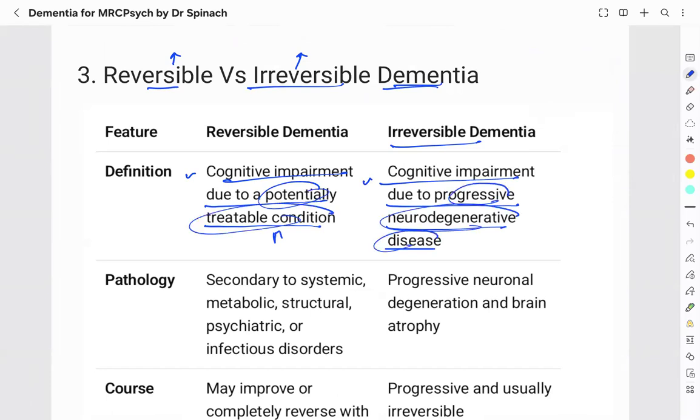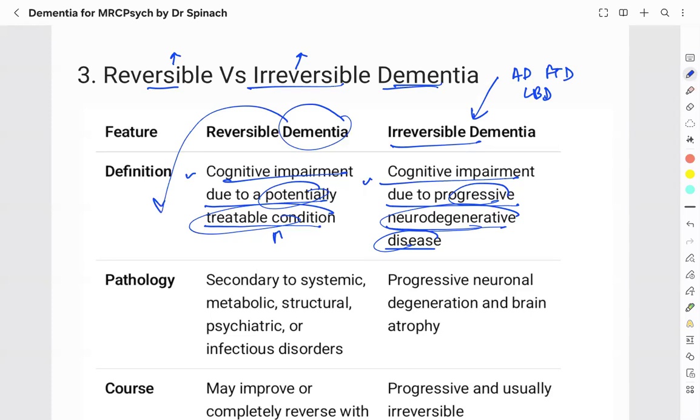So when we think about this, you can think about the causes of irreversible dementia. Well, progressive neurodegenerative disease: Alzheimer's dementia, frontotemporal dementia, Lewy body dementia. These are irreversible causes of dementia, but there are some reversible causes as well.